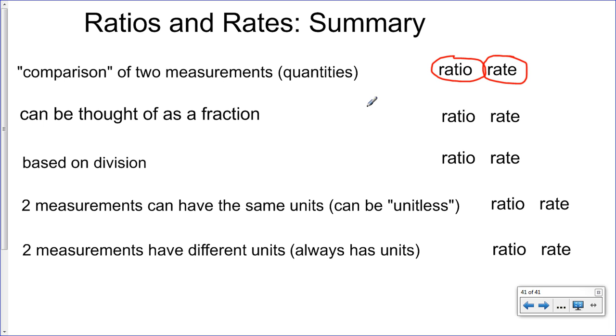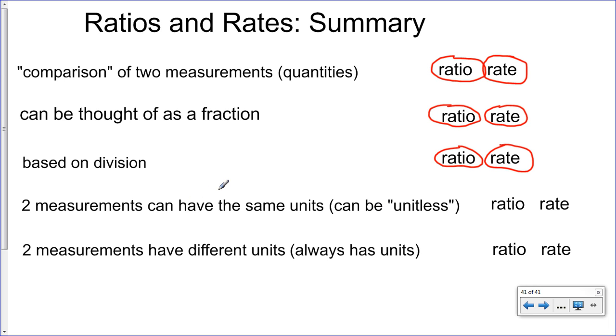is usually 1 in a rate, something like 25 miles per hour. That means that the denominator of that fraction is 1 hour: 25 miles divided by 1 hour. You can still think of it as a fraction. So ratios and rates can both be thought of as fractions based on division. Hopefully that's pretty obvious. A fraction is a division problem, so if you can think about them both as fractions, then they're both division based.